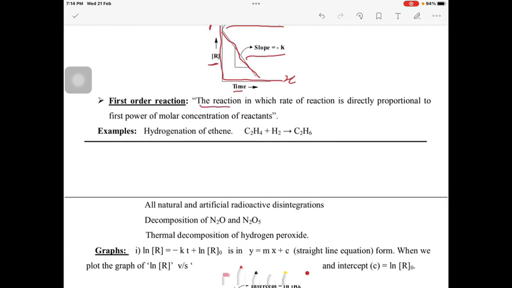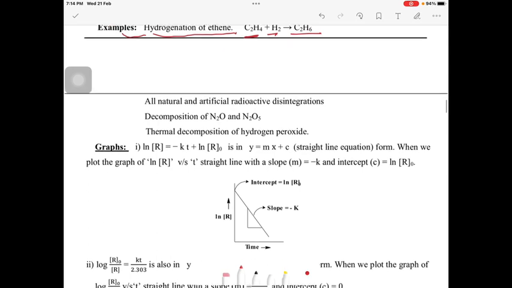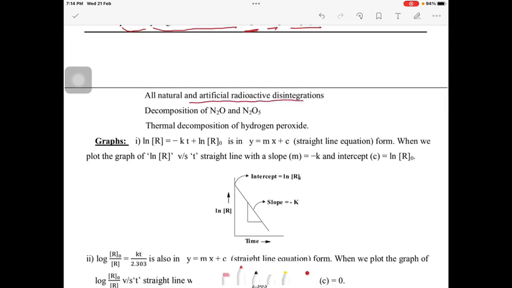First order, the reaction in which the rate of reaction is directly proportional to the first power of molar concentration of reactants. Example, hydrogenation of ethene: C2H4, ethene, adds hydrogen, forms ethane. All natural and artificial radioactive disintegrations are examples for first order. Decomposition of N2O and N2O5. Thermal decomposition of hydrogen peroxide. These are first order reactions.